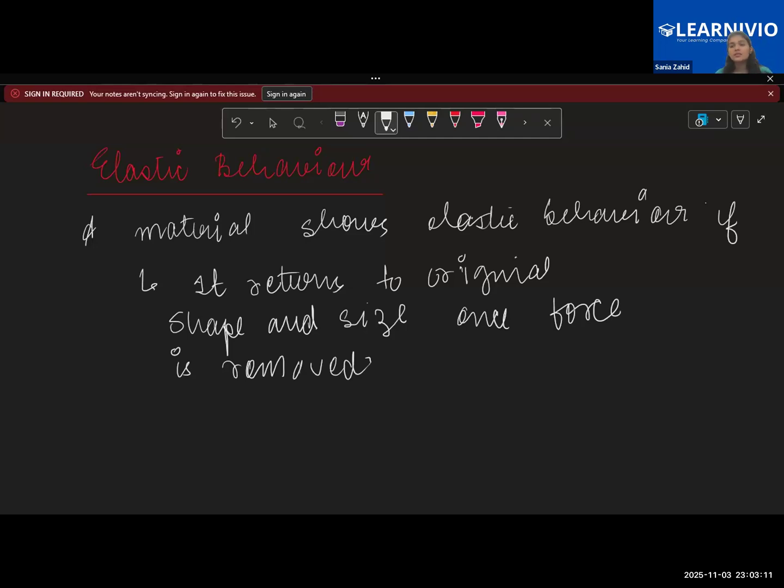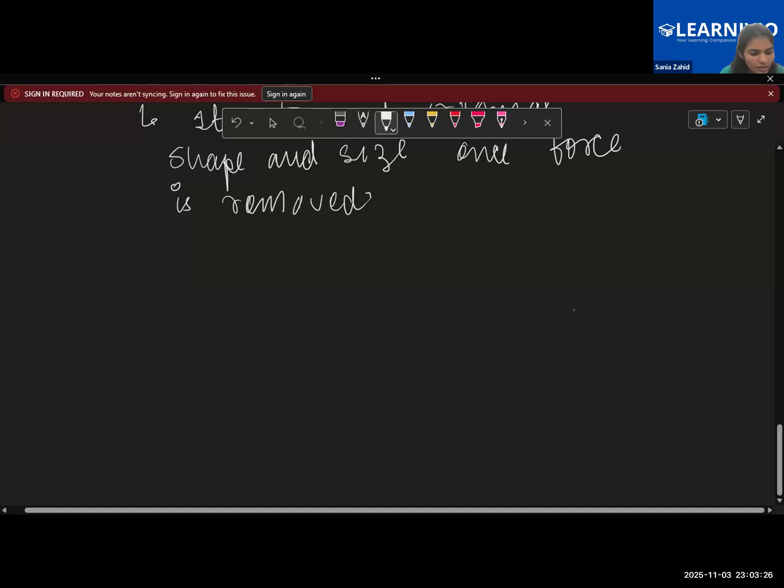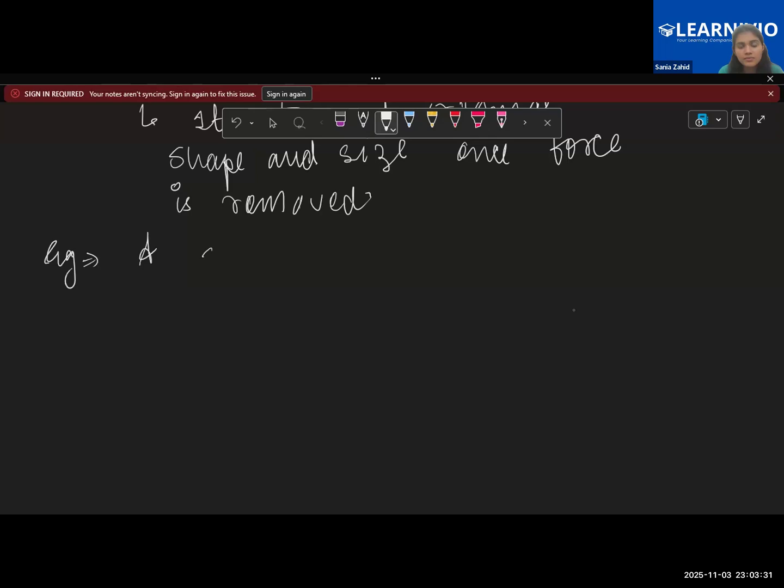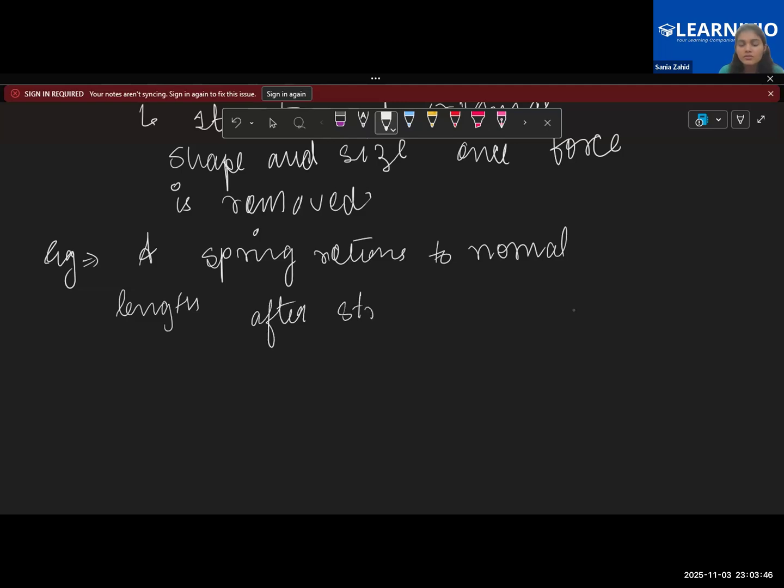Which is elastic? Rubber band is elastic, right? So, ma'am, elasticity is when an object can be stretched and then it can go back into its original shape. Yes. Now next example is a spring, which returns to normal length after stretching, right?